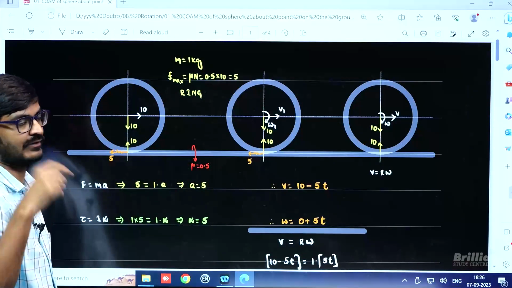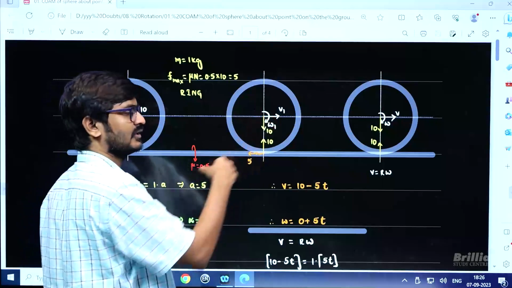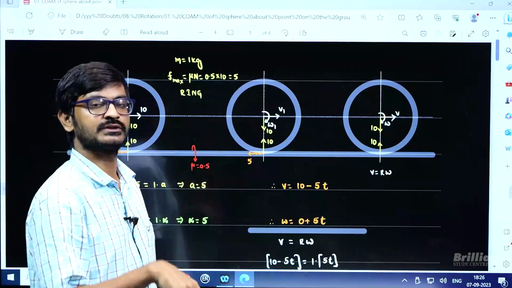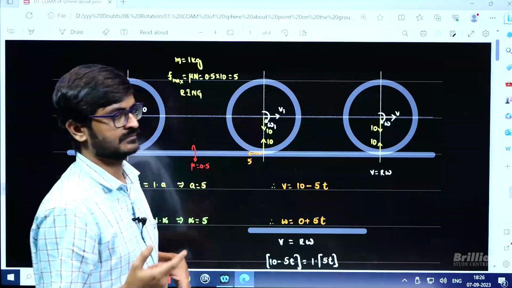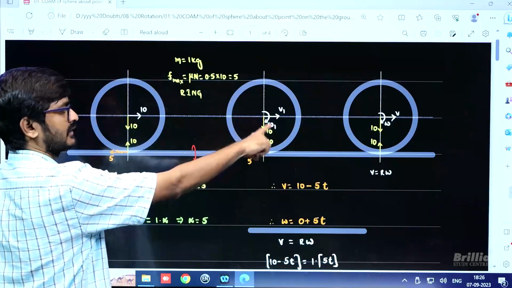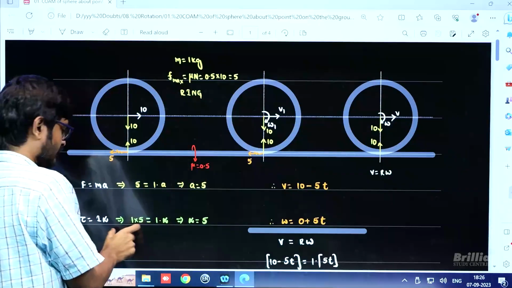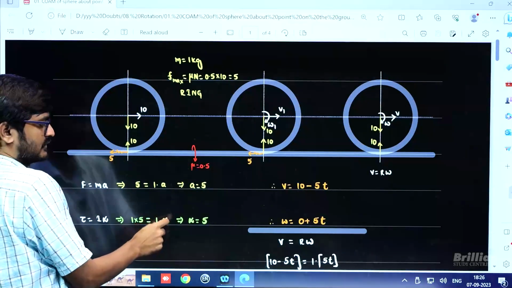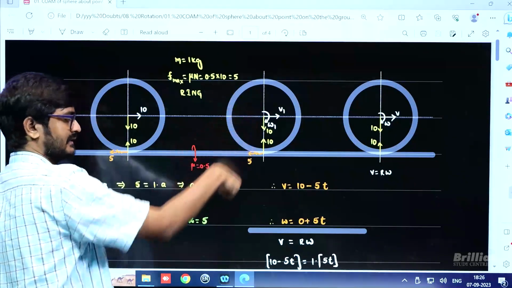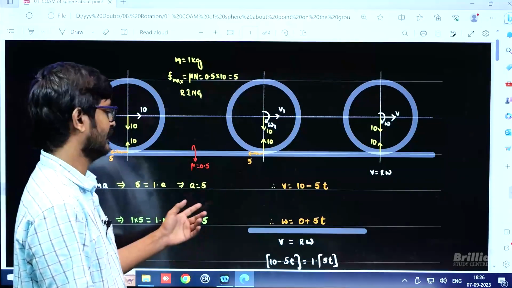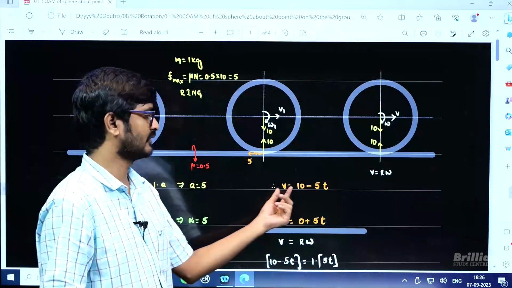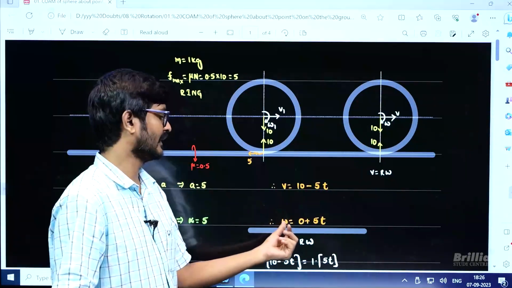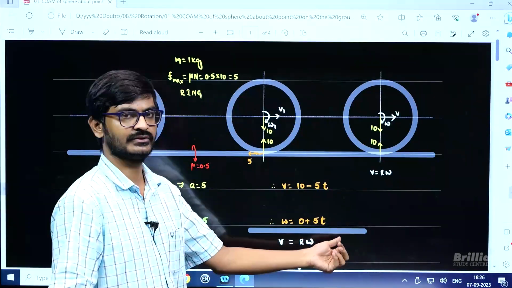Similarly, if I want to find alpha, I will take torque about the center of mass, because torque due to pseudo force is going to be 0 about the center of mass, right? So net torque is this distance, which is 1 into 5. Torque equals I into alpha. From there I get alpha is 5. Now I write V equals u plus at. U is in this direction, acceleration is in this direction, so V equals 10 minus 5t, and omega is initial omega plus alpha into t.